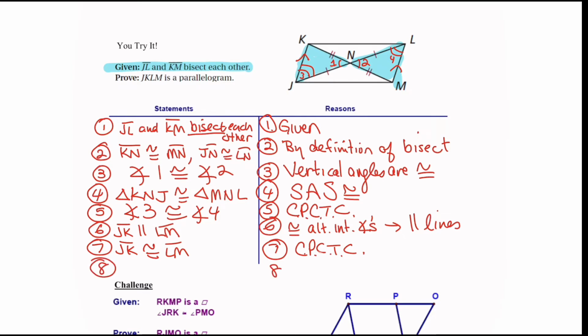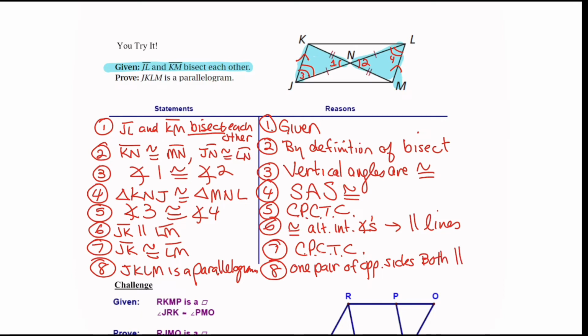And therefore, I could say that JKLM is a parallelogram because we have one pair of opposite sides both parallel and congruent. And that was the icing on the cake right there. That's what showed us that this was a parallelogram, and that's what sealed the deal.